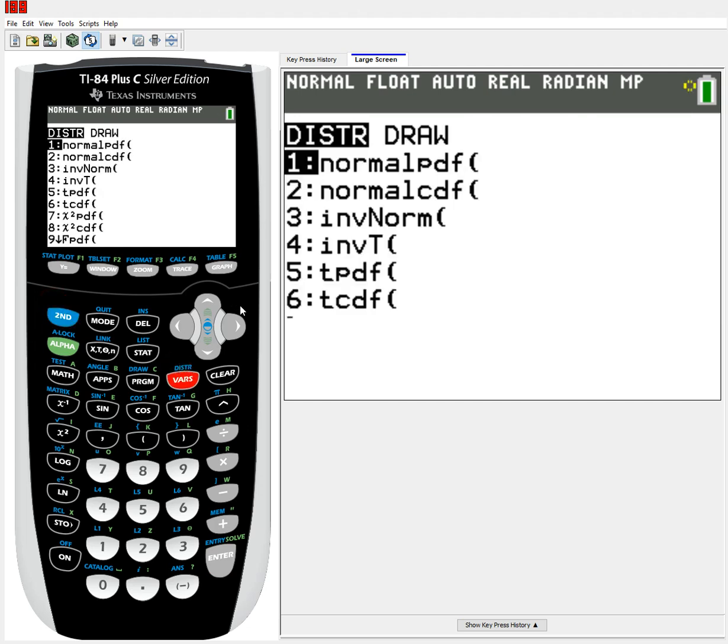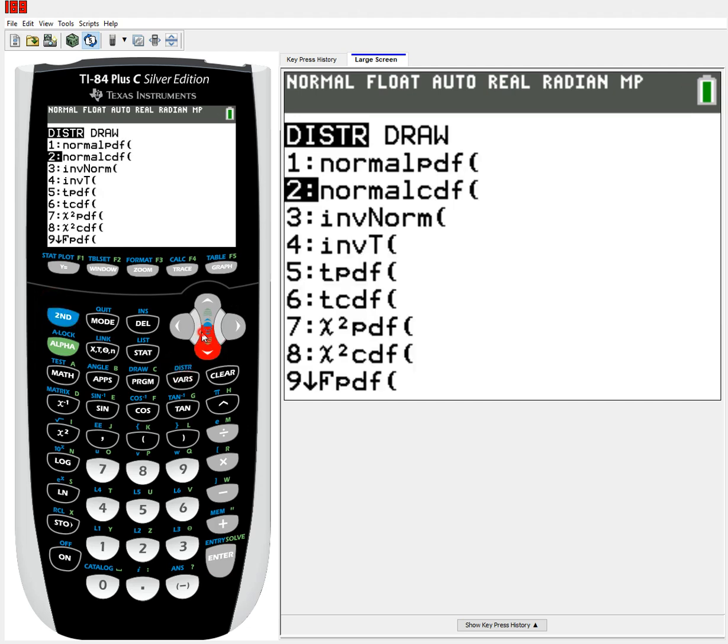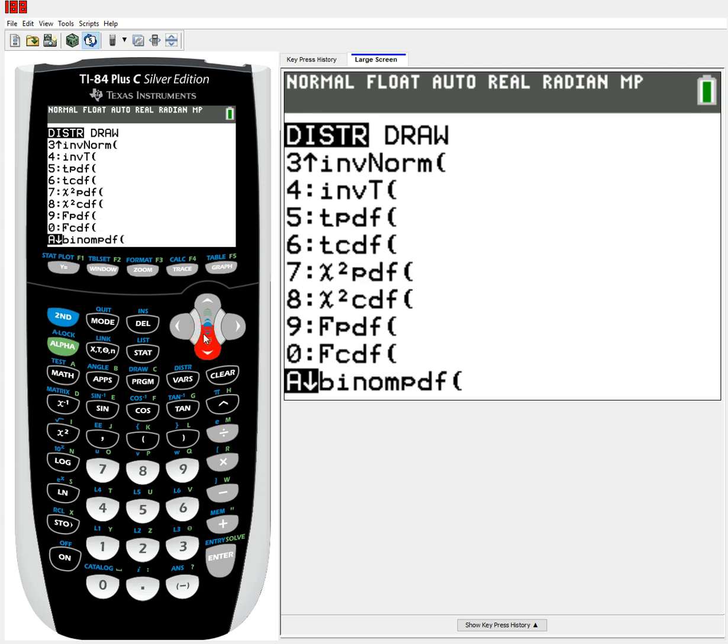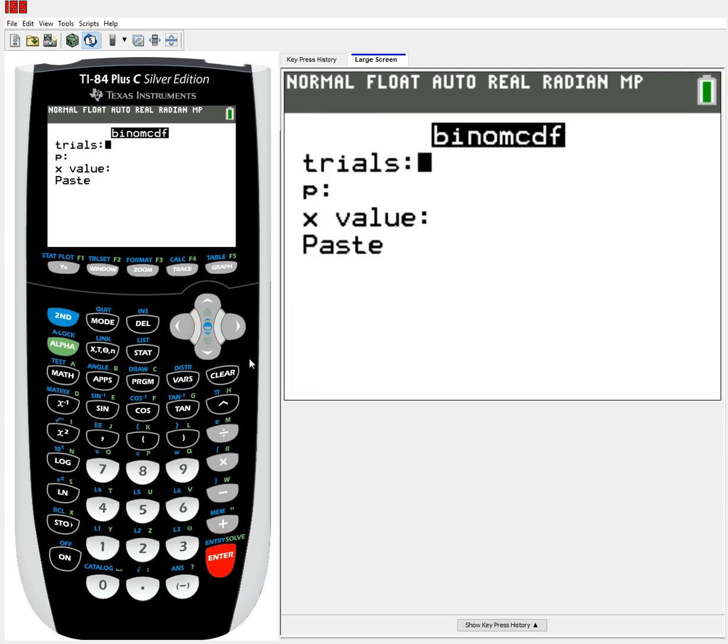I'd go to second, vars, and I'm going to go to cumulative, which I believe is at B for me, and I'm going to be using the same prompts. It's still going to be asking for trials, the percentage of success, and the number of successes. So 10, 0.3, and 4.